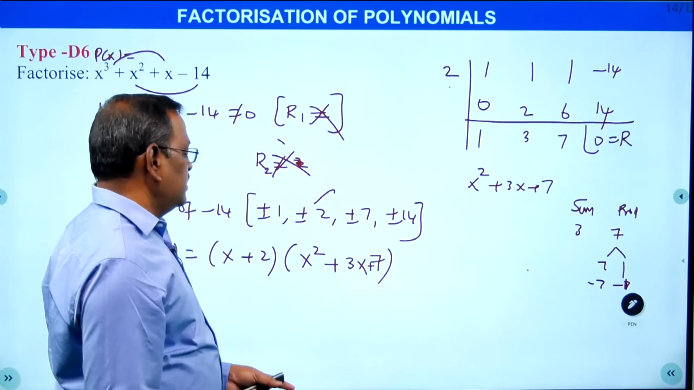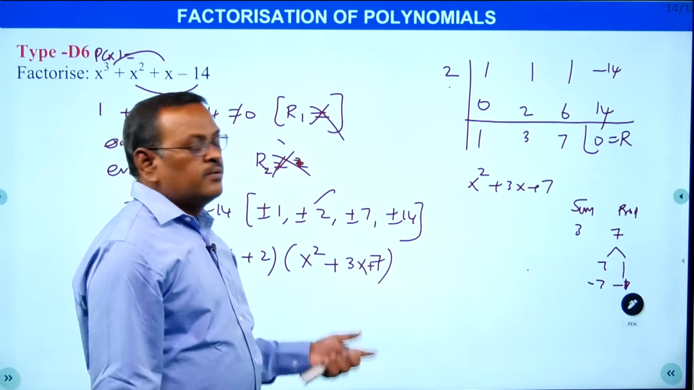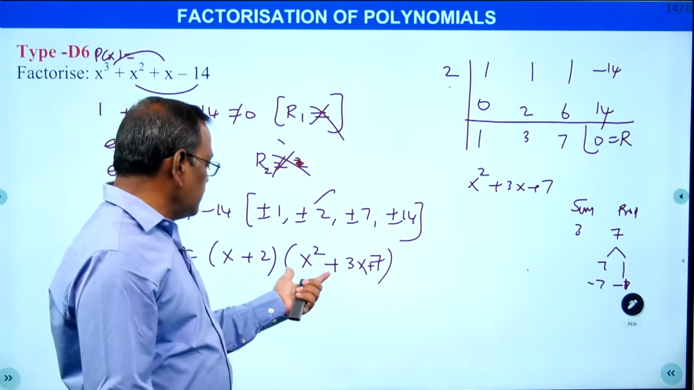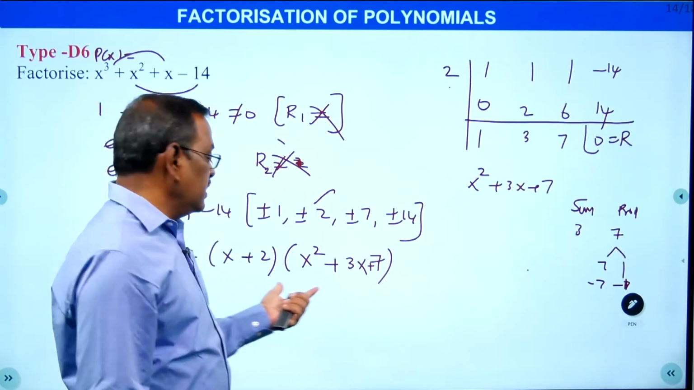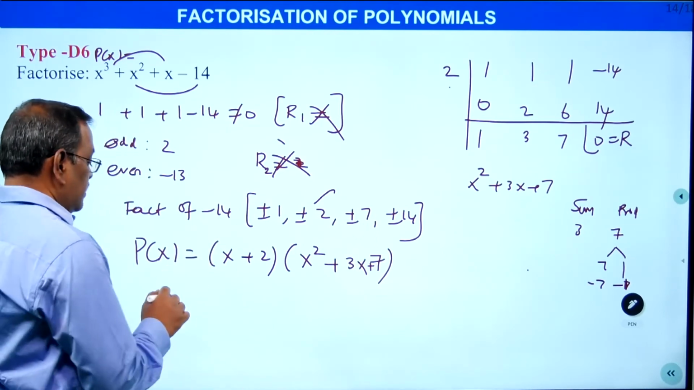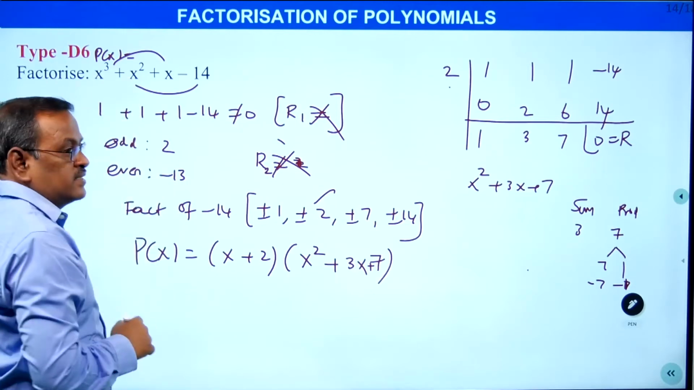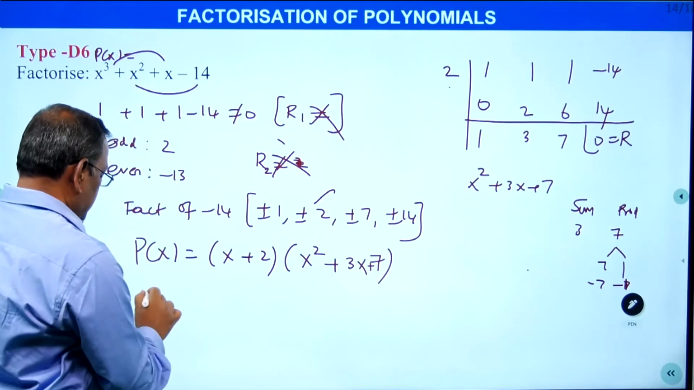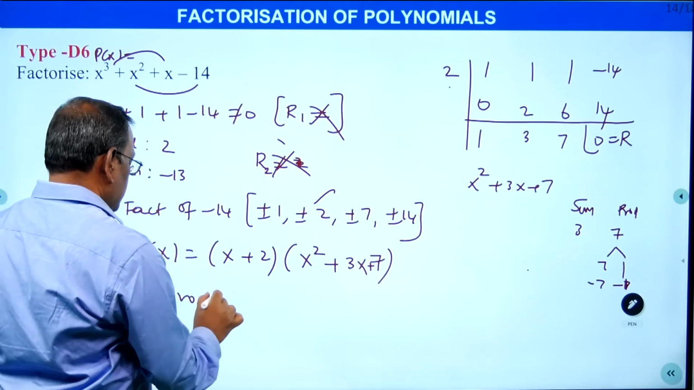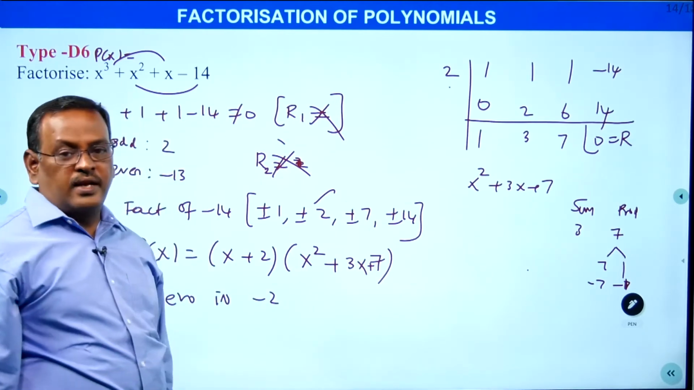So whenever the quotient is not possible to factorize, leave the quotient as it is. That is one of the factors. Here the factor is quadratic and here the factor is linear. And very important, the degree of this polynomial is 3. It has 3 zeros, but at present the zero is minus 2 only. This is not real zeros.